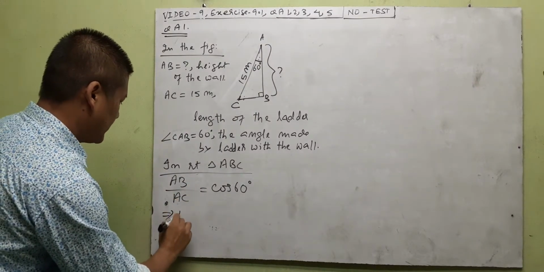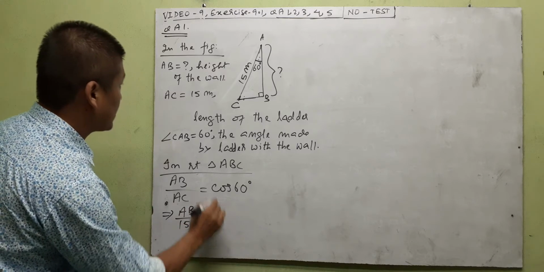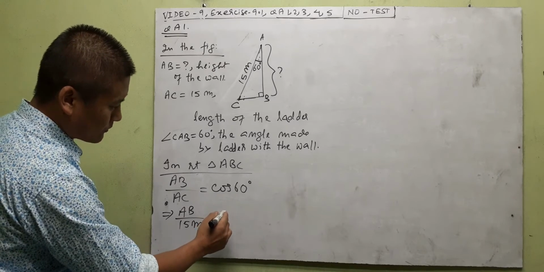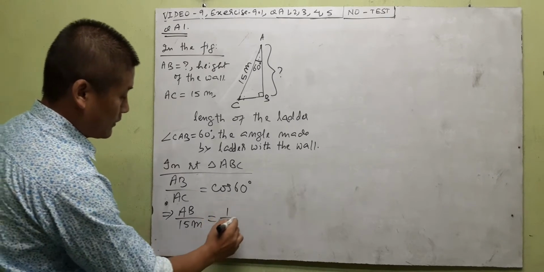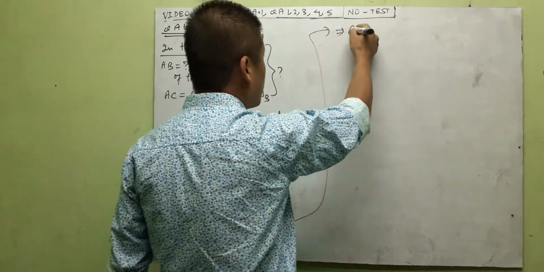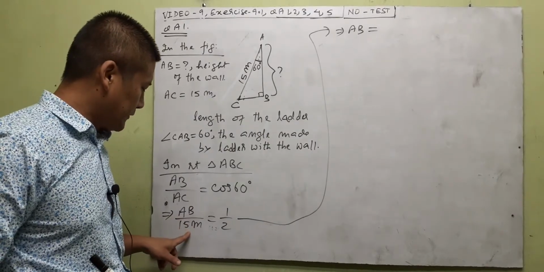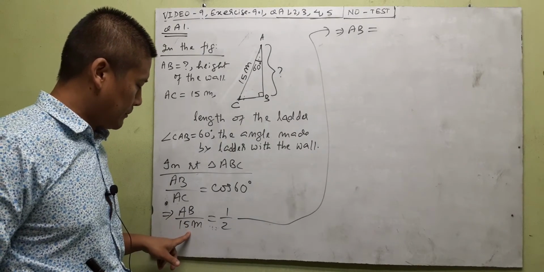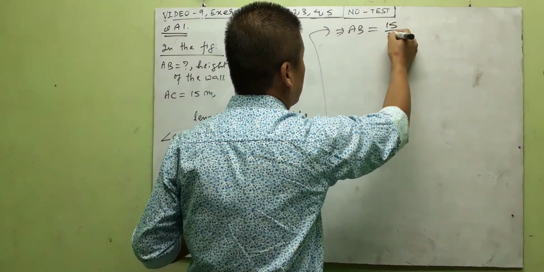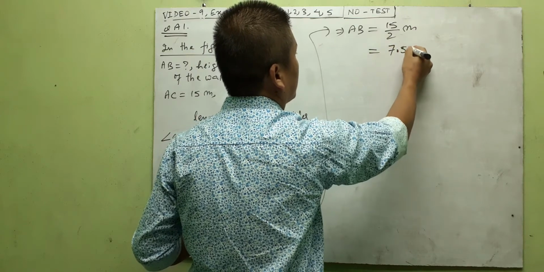So next here, AB by AC, 15 meter, the length of the ladder is given here. And cos 60 degree we know is half. So as we continue doing this, you're going to get AB, don't shift because we want to find that. Keep it on the numerator. The denominator 15 shifts to the right side, means it will go up to the numerator and multiply by 1. So 15 ones are 15 by 2 meter. That is half of 15, means 7.5 meter.